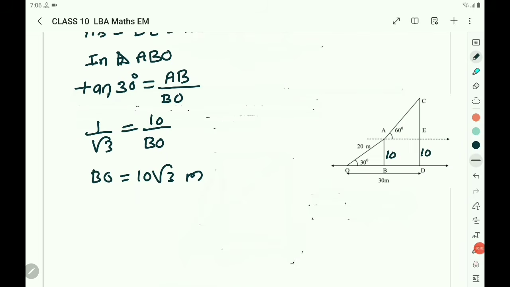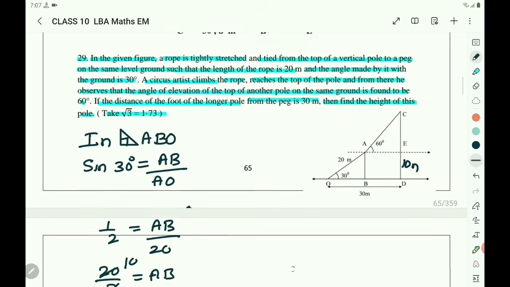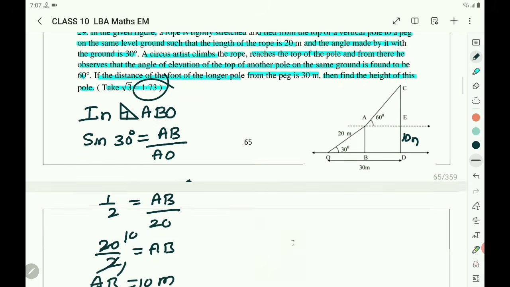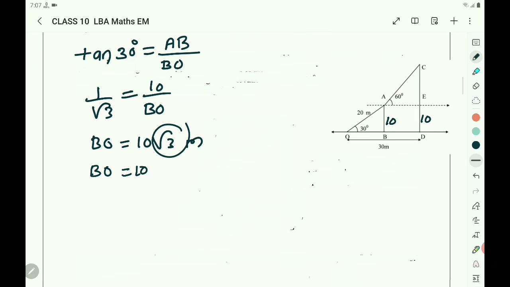Then BO is equals to 10 into root 3, whose value is given. How much? 1.73. 10 into 1.73 equals 17.3 meter. Here one digit comes to the left of the decimal point.